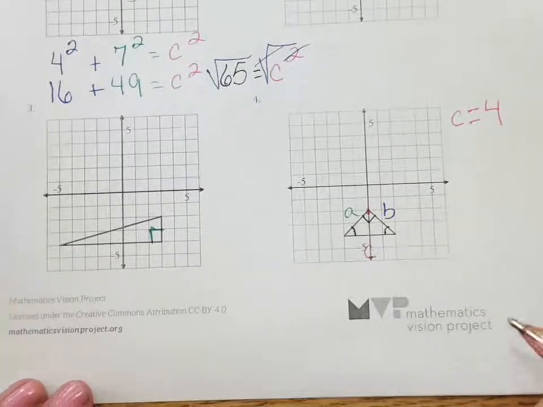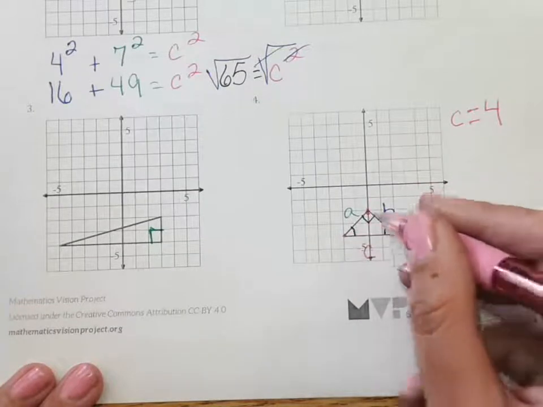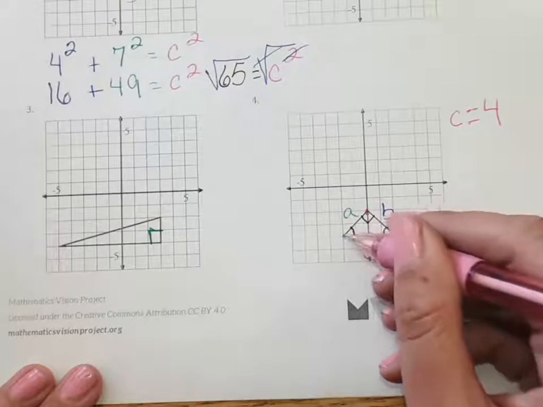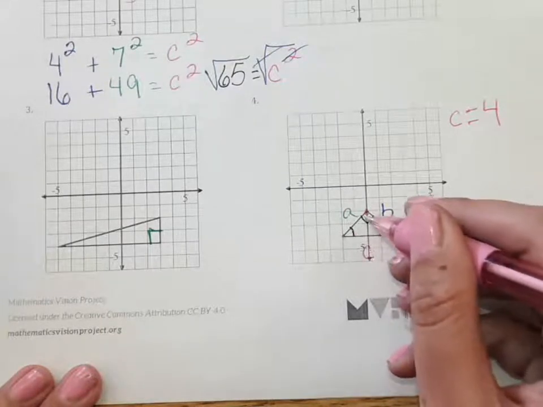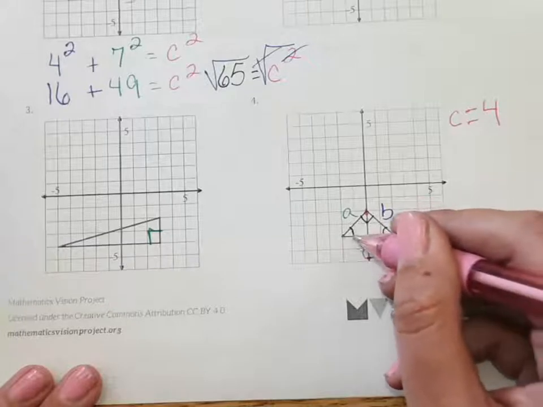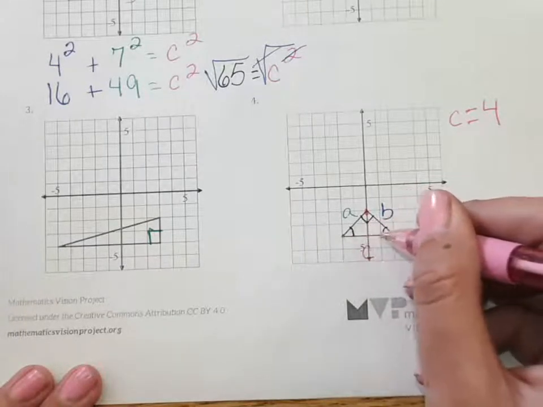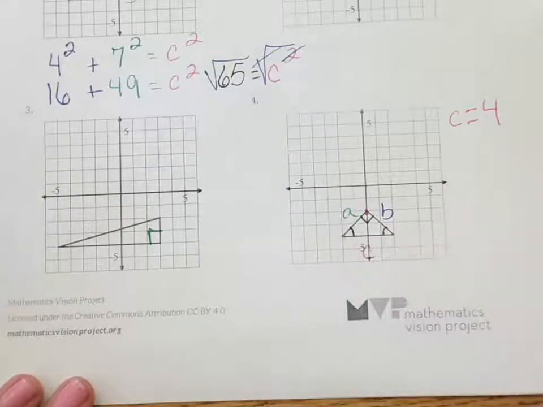Another way you could see that, to get from here to here, I'm going to go down 2, over 2. And I'm going to do the same thing to get to B, down 2, over 2. They are equal to each other.